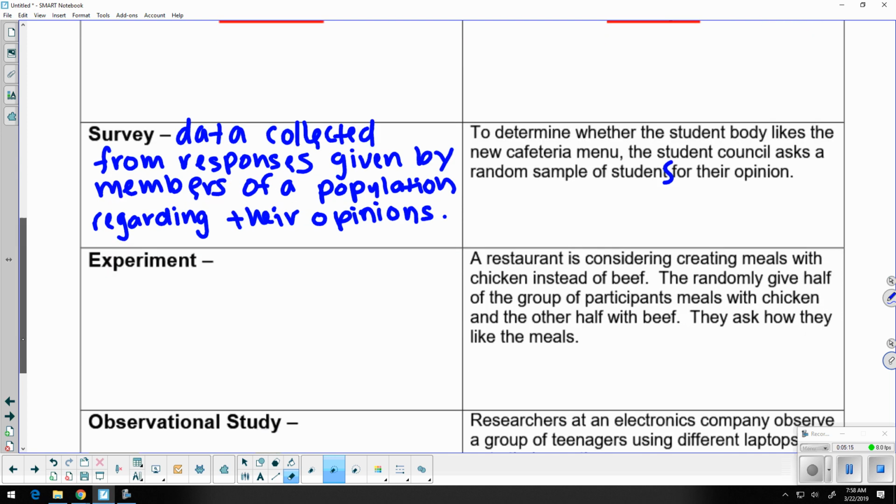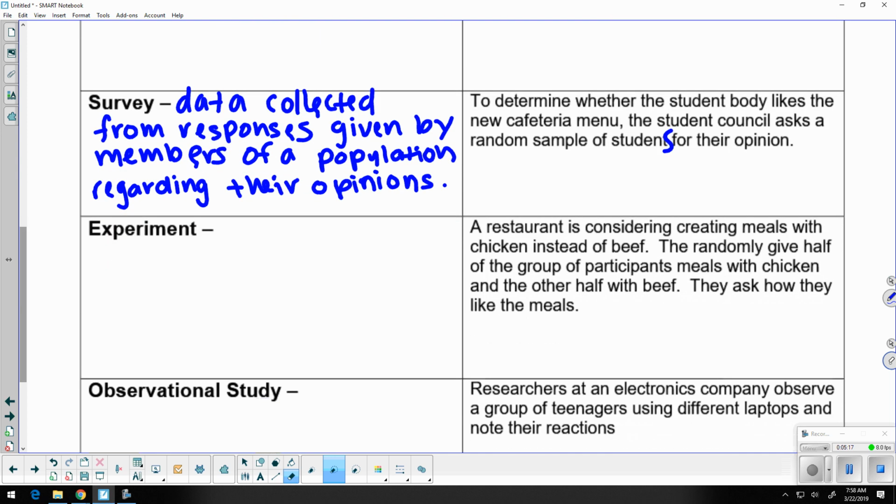What's an experiment? This is exactly what you think about when you think of science class, right? You're doing some type of experiment. If it's going to be an experiment, you have to have two things. You have to have an experimental group.